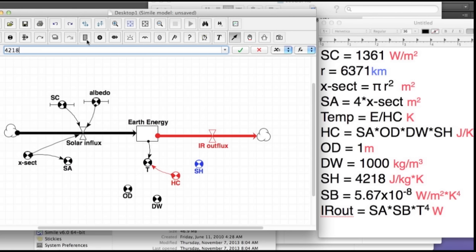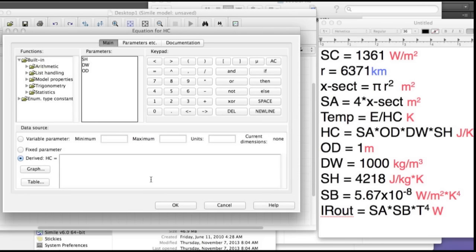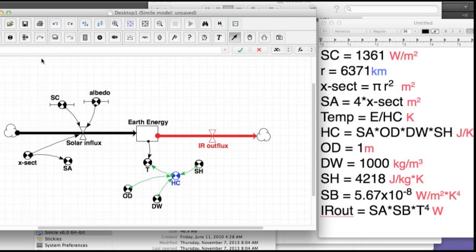And all those play into heat capacity. So feed them in as neatly as possible so that they don't go over the words. All right, that looks pretty good. And define heat capacity by our formula, which is heat capacity is equal to, oops, I forgot to put my surface area in.